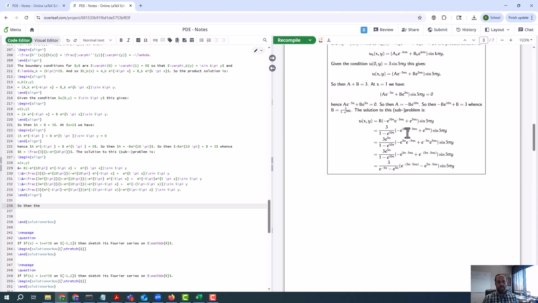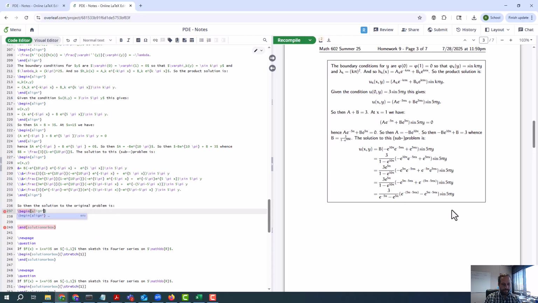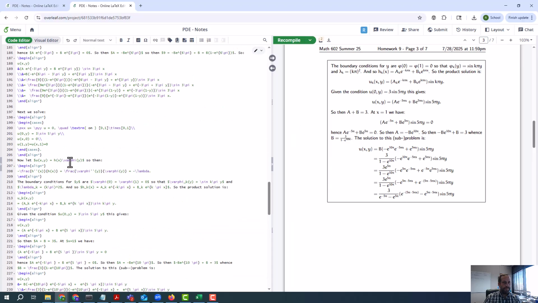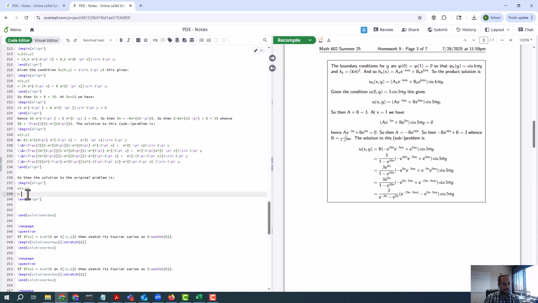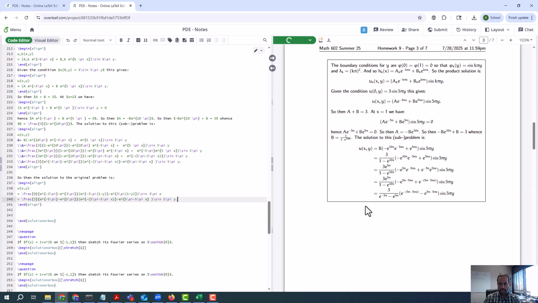This is going to be 0 on the other 3 boundary pieces, and it's going to be equal to 3 sine 5 pi y when x is equal to 0. So then the solution to the whole problem is u of x, y is equal to the solution to this first part, which is this, plus the solution to the second part, like that, and that's it.